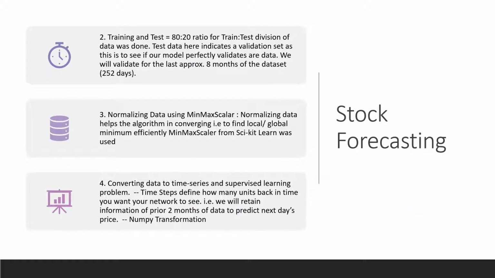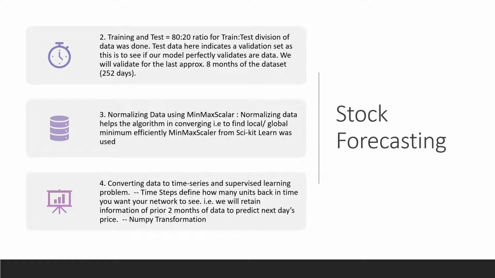Continuing the steps in part 1, step 2 is the division of the training and the test data. An 80:20 ratio for the train and test division of the data was done. The test data here is a validation set to see if the model validates the data well. We need to keep a certain part of the data away from the model to see how well it functions. I have kept around 8 months of the data, 252 days, away from the model so that I can predict and see how good it actually is.